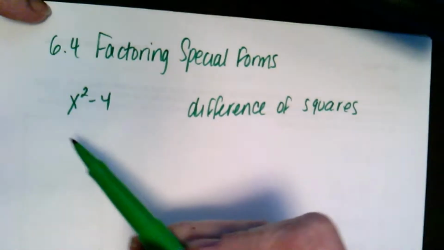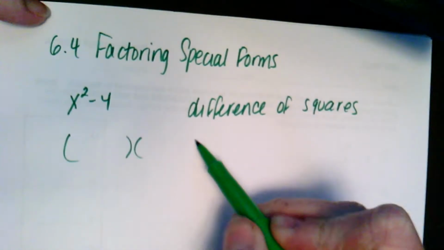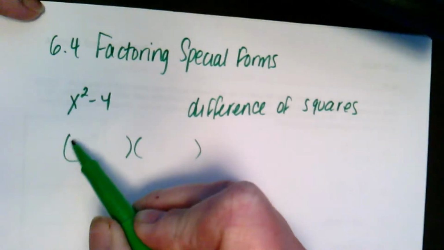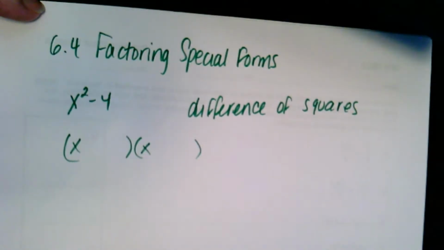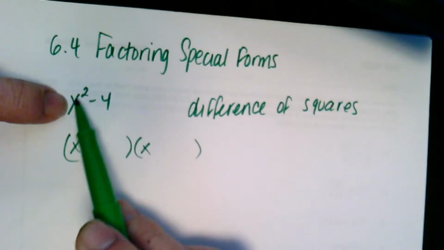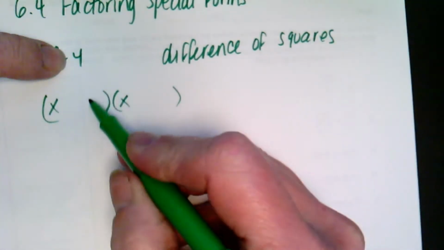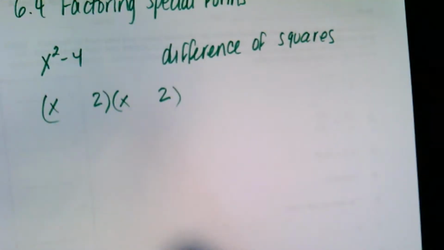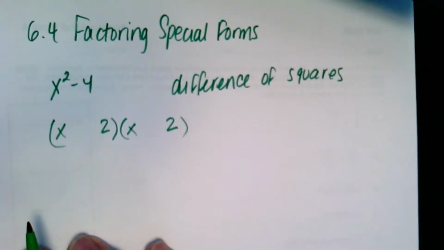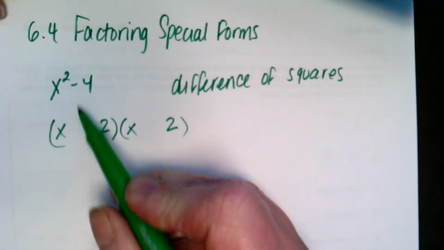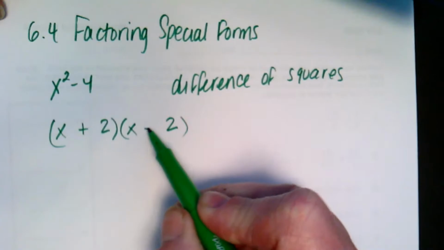Alright, so the rule for this one is, you're always going to start with two sets of parentheses. And the first part of the parenthesis is whatever the square root of the first term is. And then the back part is the square root of the last term. And then for the difference, we put a plus and a minus.